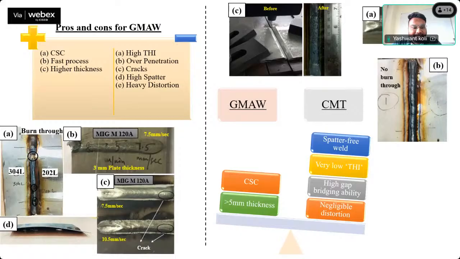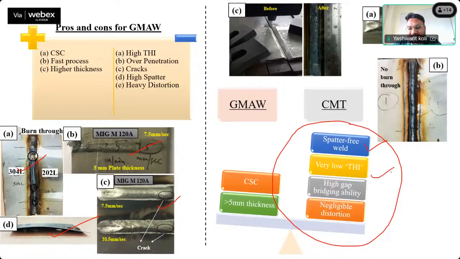These pros and cons we already discussed. Burn-throughs are there in GMAW. Due to residual stress, deformation is there, cracks, high spatter, heavy distortion. So CMT carries these advantages: spatter-free, low thermal heat input, high gap bridging ability, negligible distortion. You can see in the images.